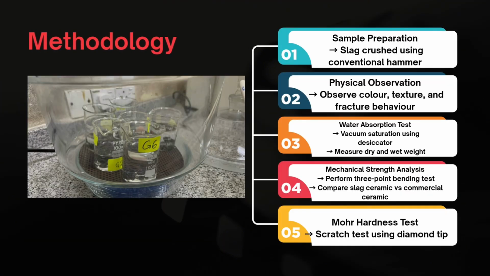For methodology, the experiment began with sample preparation by crushing the slag using a conventional hammer. Next, physical observation was conducted to analyze the color, texture and fracture behavior. A water absorption test was then carried out using a vacuum desiccator. After that, the Mohs hardness test was performed using a diamond tip tool. Finally, mechanical strength analysis was conducted using the 3-point bending test.